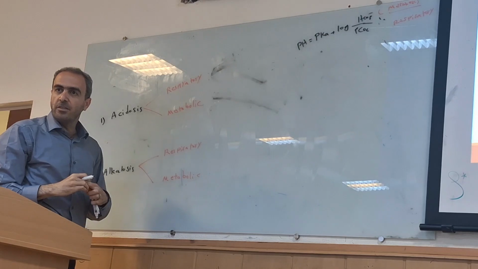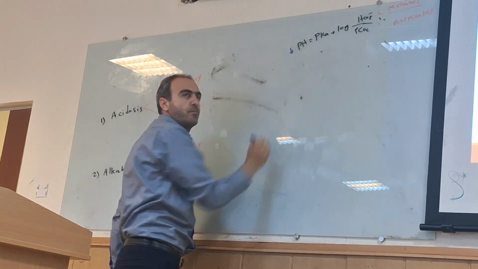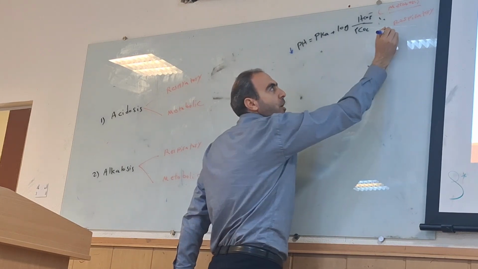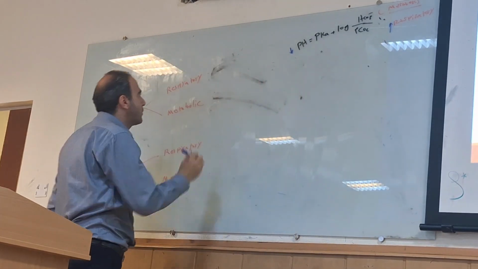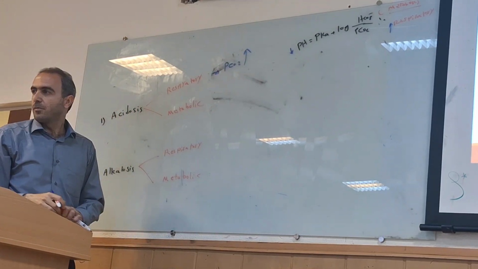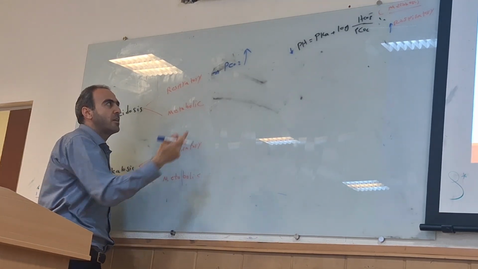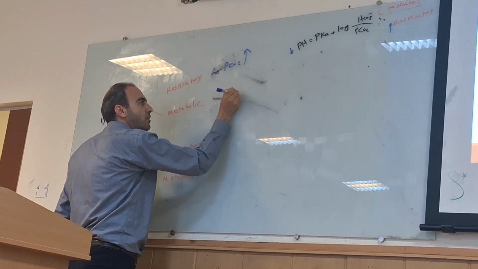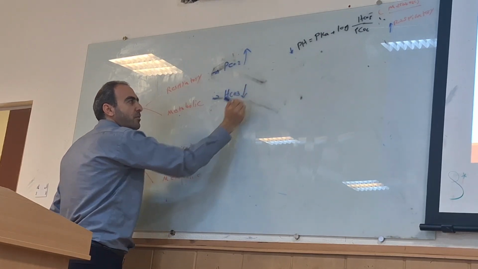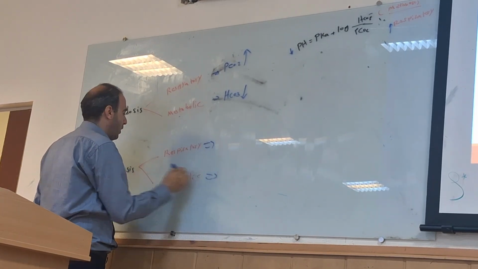In respiratory acidosis, because it's acidosis, pH is decreased. And because it's respiratory, we have an increase in PCO2. With metabolic acidosis, because it's metabolic, it is related to bicarbonate, and because it is acidosis, we have a decrease in bicarbonate. And vice versa for the alkalosis.